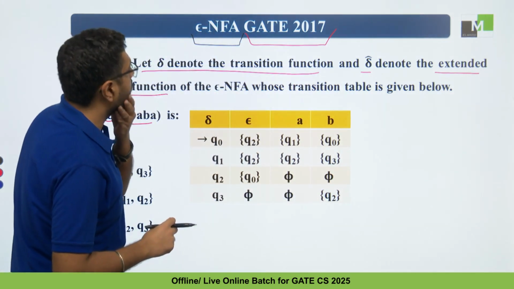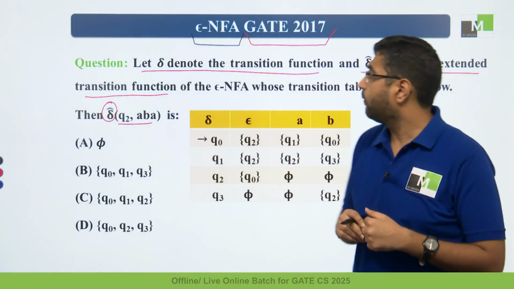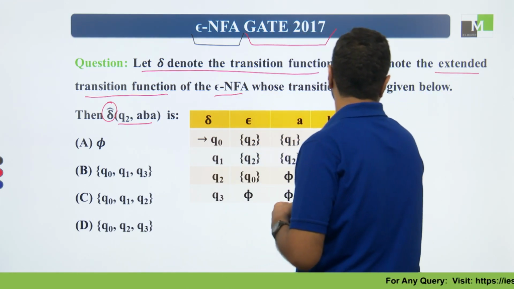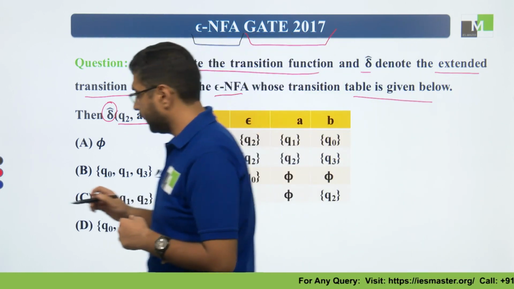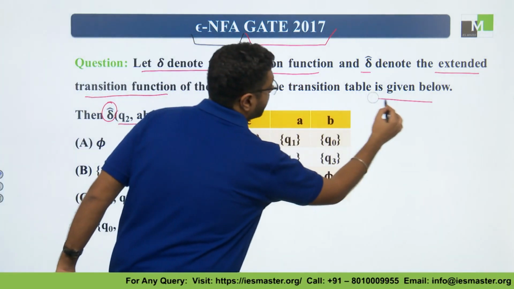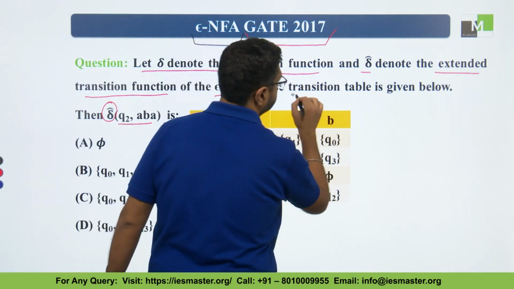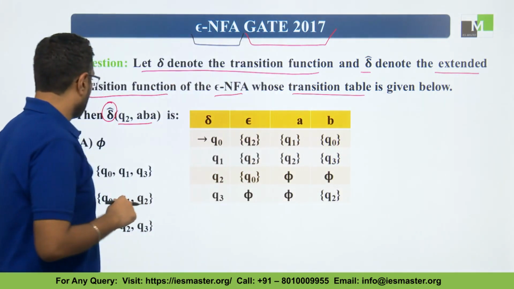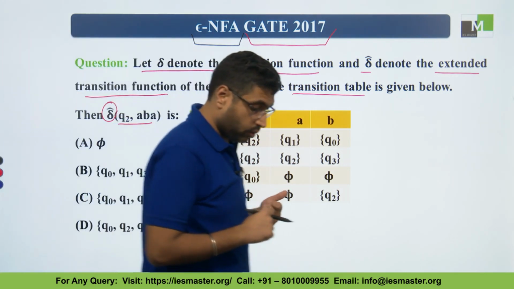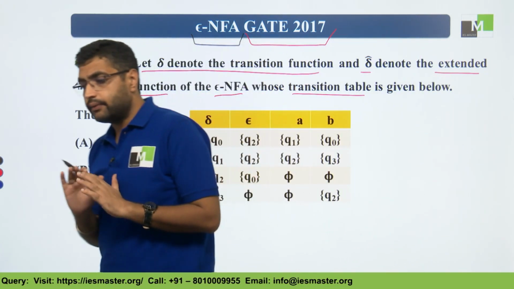It says that delta denotes the transition function and delta dash denotes the extended transition function of the epsilon NFA, whose transition table is given below. The transition table is given to you, right? So then, what is the delta cap of Q2 comma ABA? That is being asked, right? It's a very straightforward question.